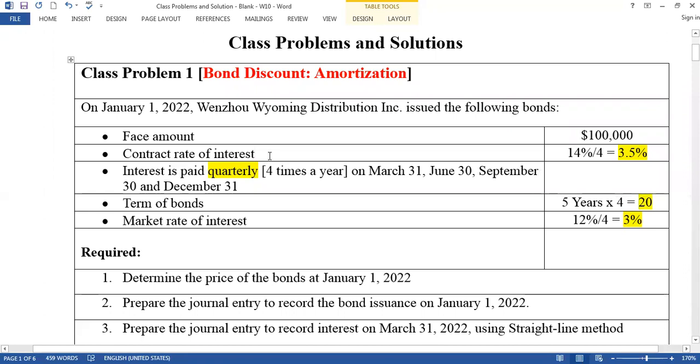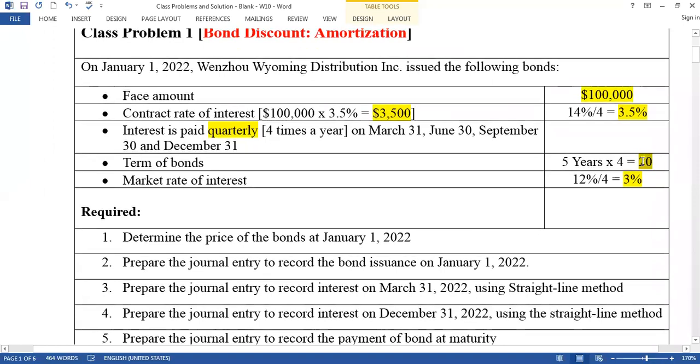And based on the company rate, we have to calculate the interest expense. Our interest expense should be $100,000 times 3.5%, which equals 3,500. This is our interest expense. So now we know the face amount is $100,000, the interest expense is 3,500, the term of the bond is 20 periods, and the market rate is 3%.